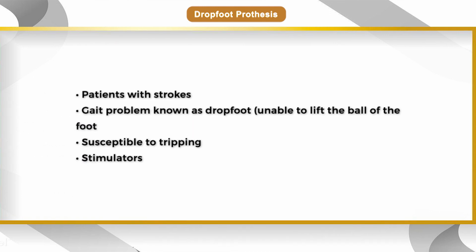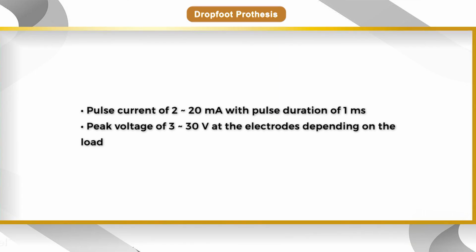A patient with stroke gains a problem in the foot, they are unable to lift their foot or they are hitting the ground. This problem is called drop foot, and for this we use the drop foot prosthesis. The specification of these stimulators: mostly constant current type, charge transfer per pulse constant for varying load impedance. Pulse current is 2 to 20 milliamperes with a pulse duration of 1 millisecond. The peak voltage of these stimulators is 3 to 30 volts at the electrode, depending upon the load.